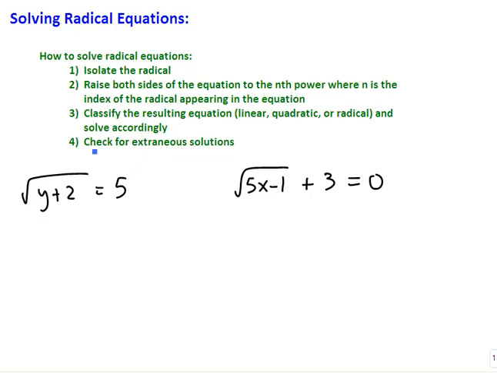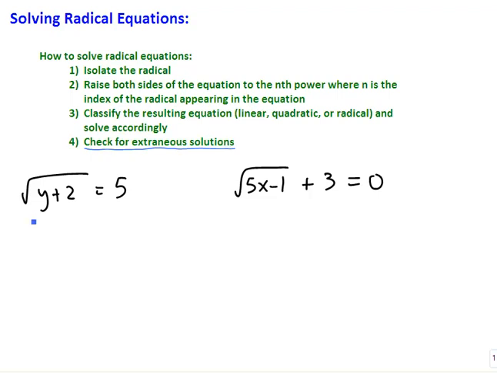Step 4, and this is really important, check for extraneous solutions. A lot of times when we are solving radical equations, we will often get solutions that don't actually check back into the original problem. So you always want to check your answers.